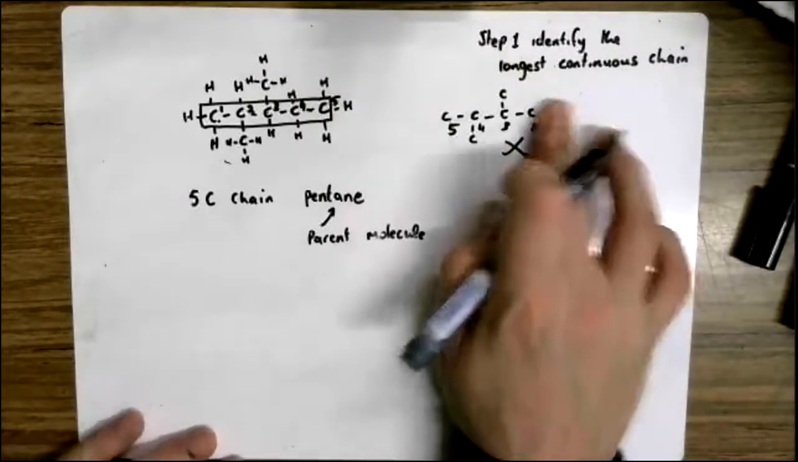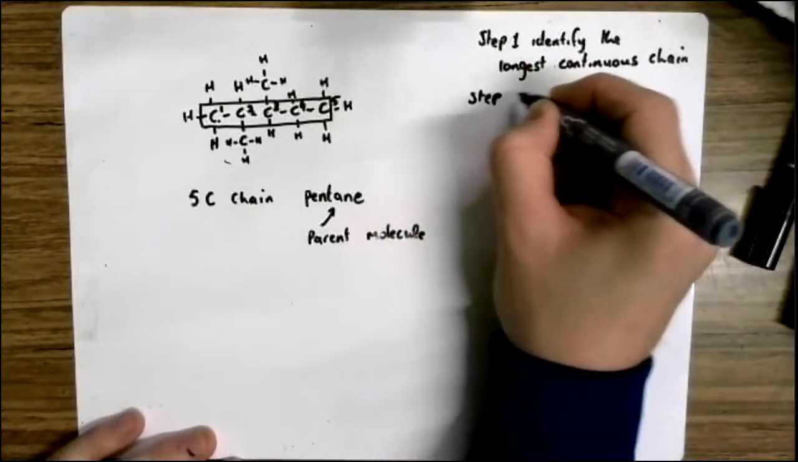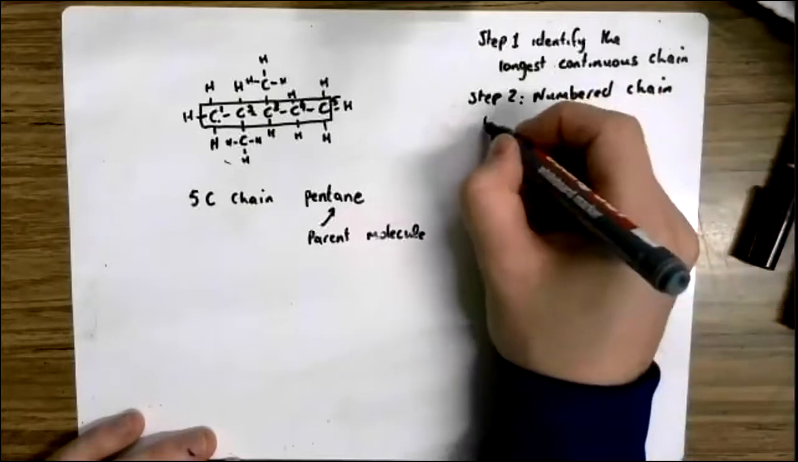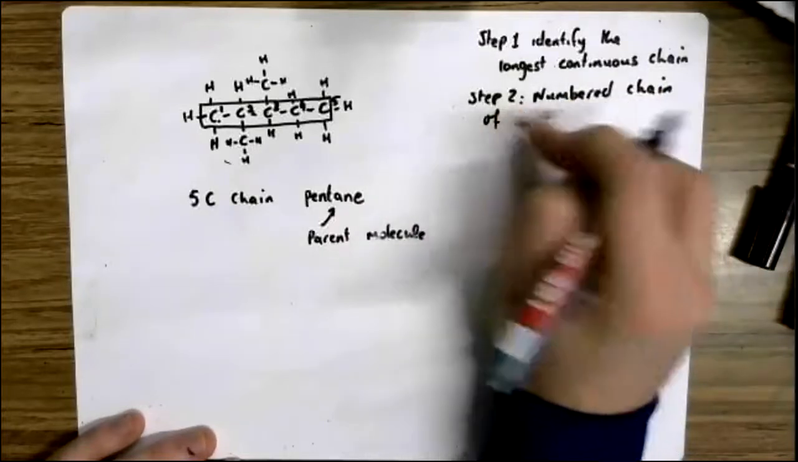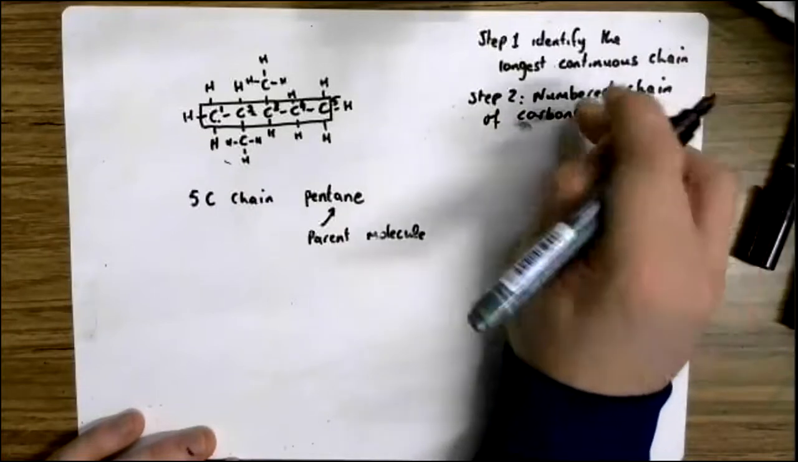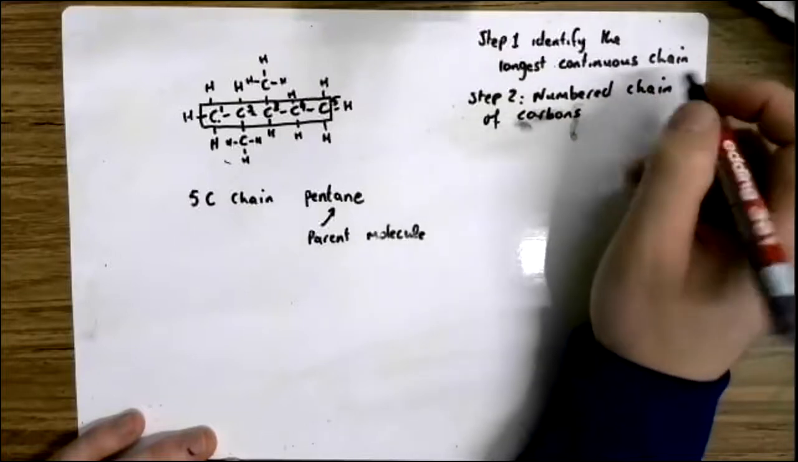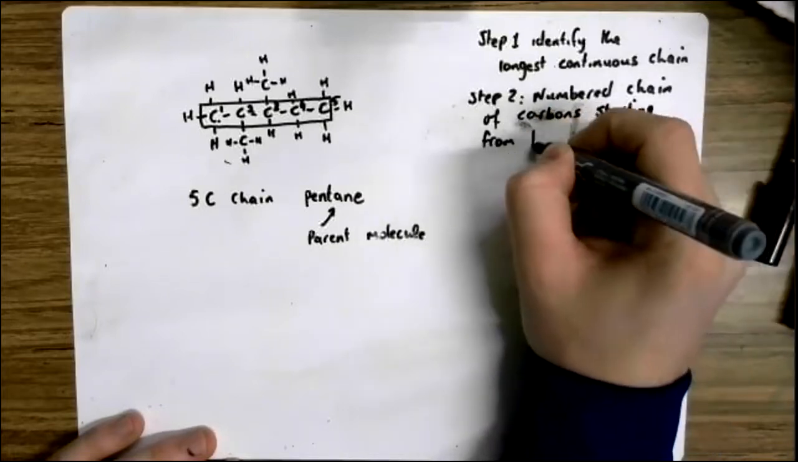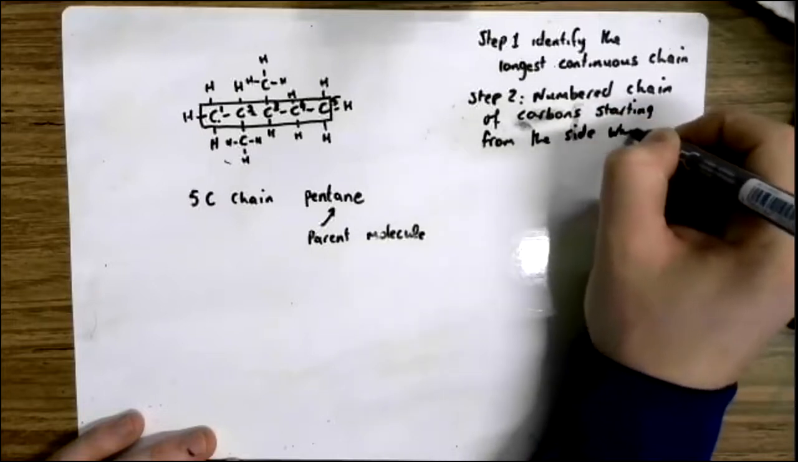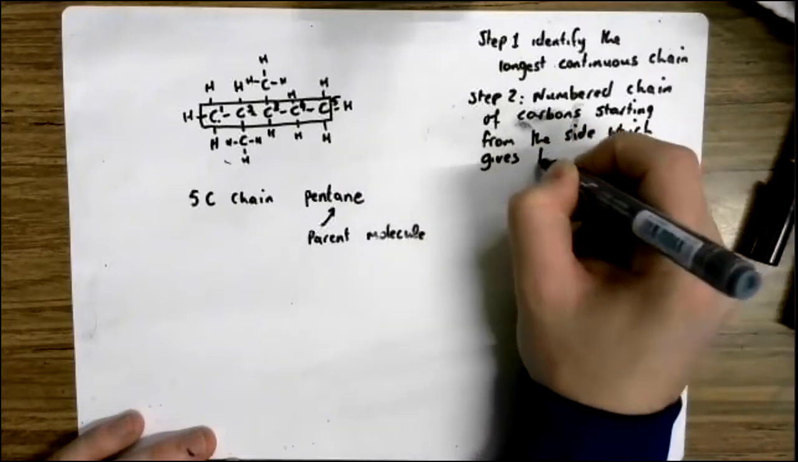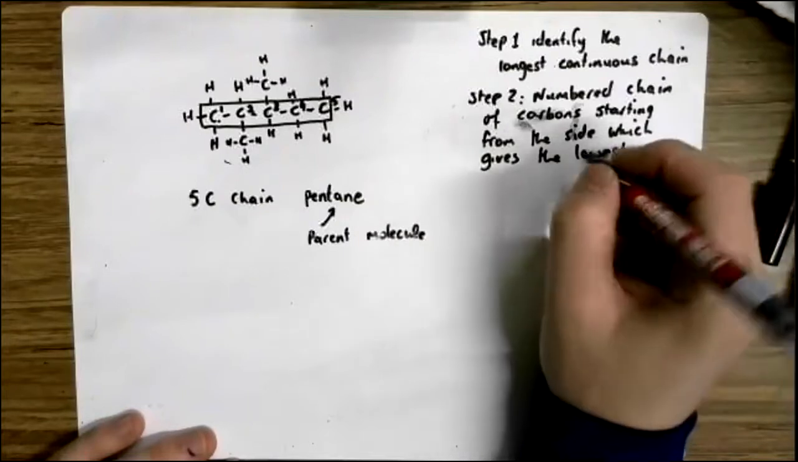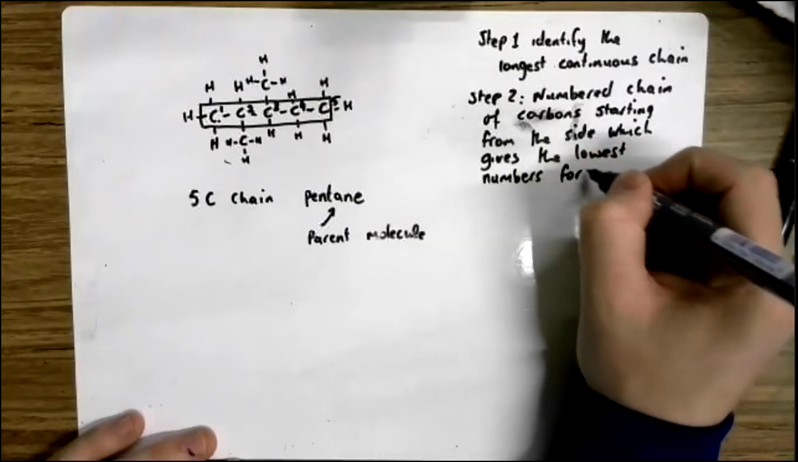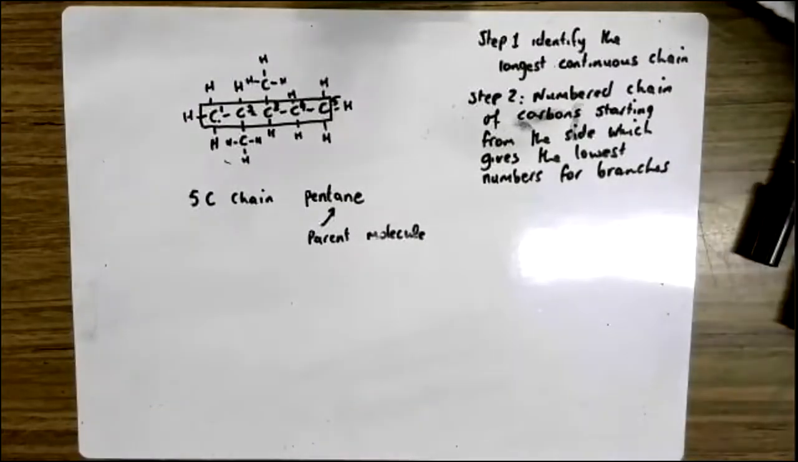Right. So step 2 was we numbered the chain of carbons, starting from the side which gives the lowest numbers for branches. Okay, so step 1 and step 2.